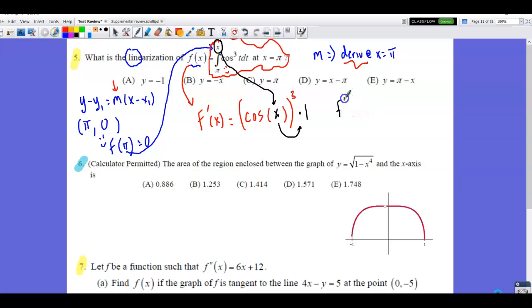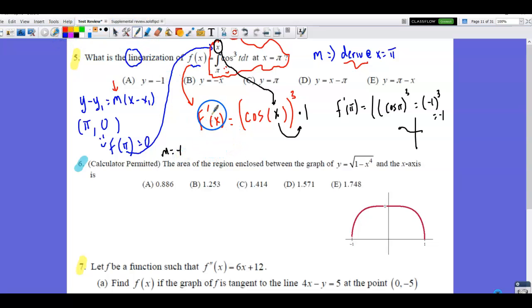I need the derivative at pi, so f prime of pi would be cosine of pi cubed. The cosine of pi, remember your unit circle is over here. It's the x coordinate, -1. So that's -1 cubed, which is -1. So now I have the slope. Slope is -1. All right, writing the equation of my line.